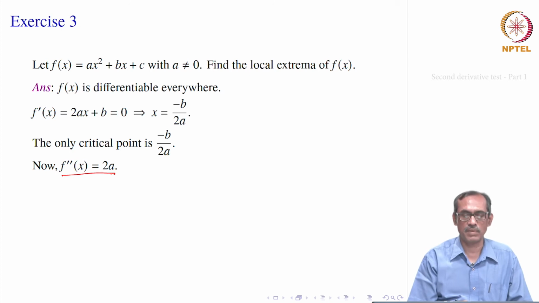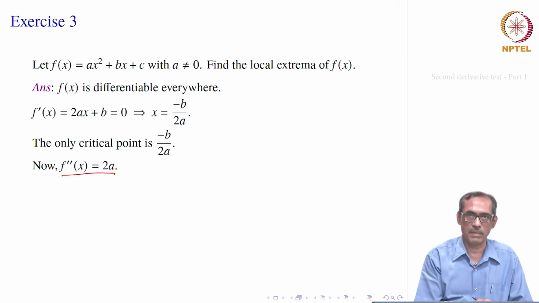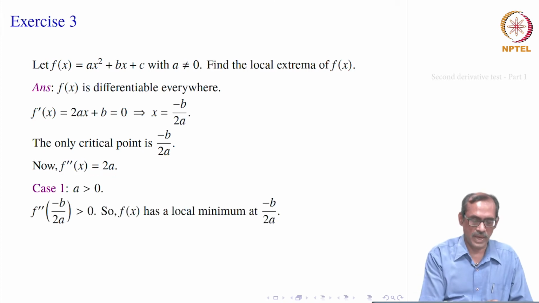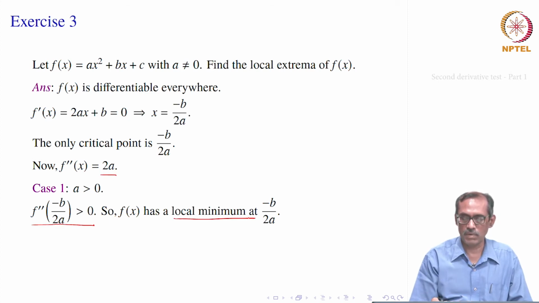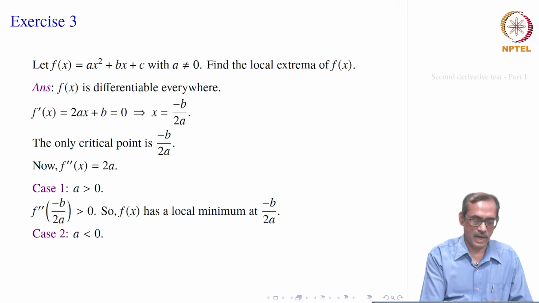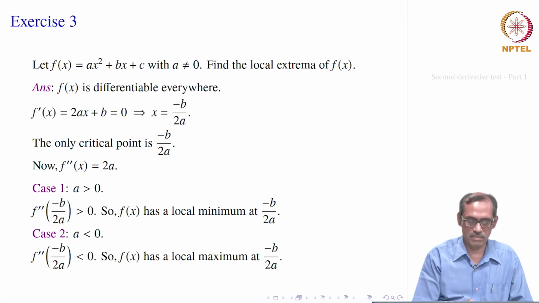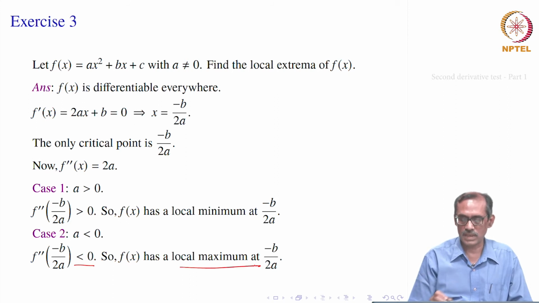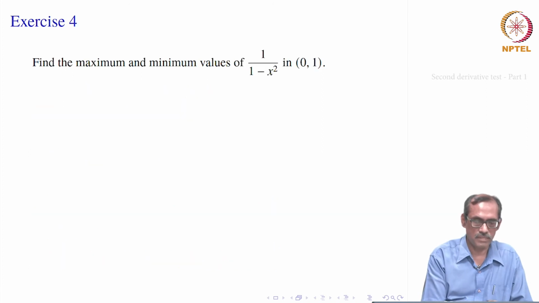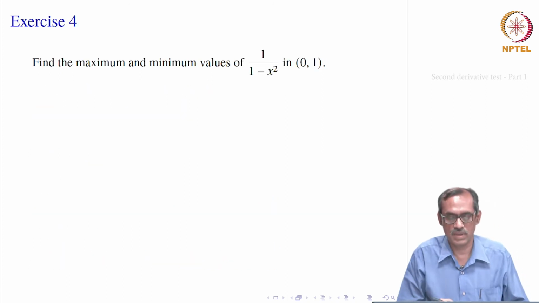So, now it is straightforward. If a is bigger than 0, something happens. If a is less than 0, something else happens. Specifically, if a is bigger than 0, then f'' is bigger than 0, it is 2a. So, it has a local minimum at -b/2a, and if a is negative, then f'' is also negative. So, it has a local maximum at -b/2a. So, it is quite straightforward. Let us find what is in the next problem.